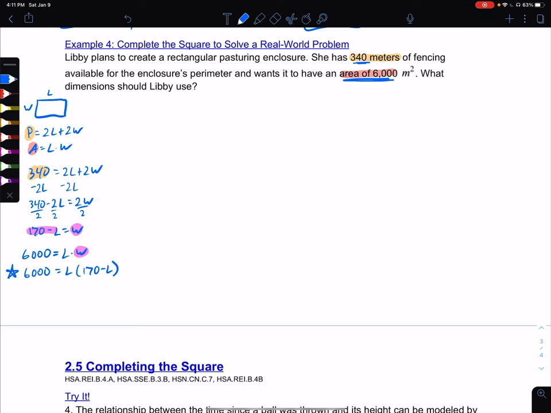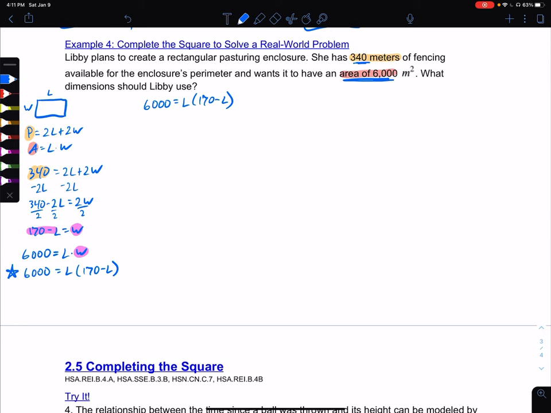And now here, I have an equation that only has one variable, L. It's there twice, but it's just the same variable. So that's a really good sign that I am on the right track, and I will probably be able to solve this. I have one equation, one variable. We are in good shape. So let's move that up here. So 6,000 is equal to length times 170 minus L, sorry. I'm going to multiply these in.